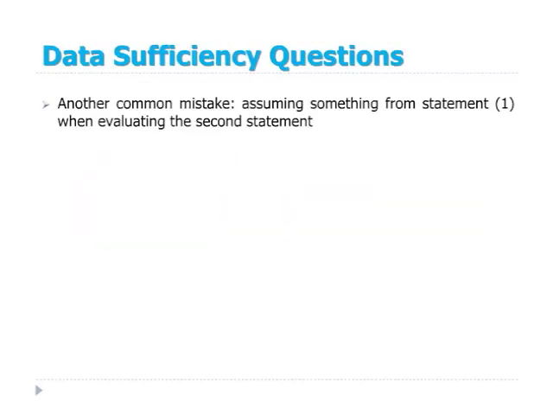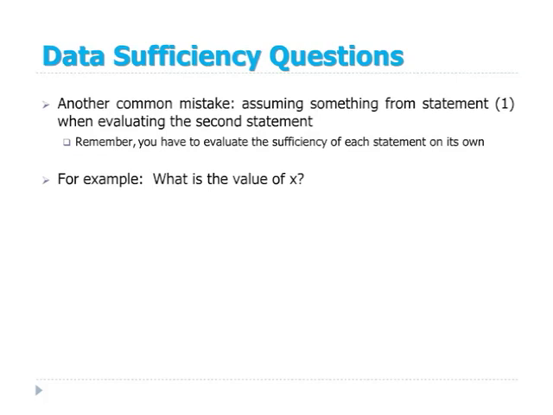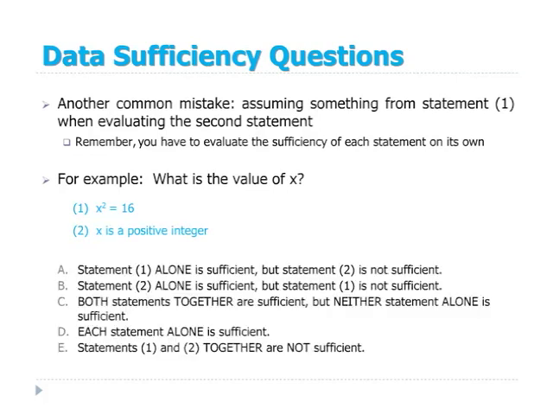Another mistake test takers often make is assuming something from statement 1 when evaluating the second statement. Remember, you have to evaluate the sufficiency of each statement on its own. For example, what is the value of x? Statement 1 says that x squared equals 16, and statement 2 says that x is a positive integer. Statement 1 is not sufficient because it leaves both 4 and negative 4 as possible values of x.